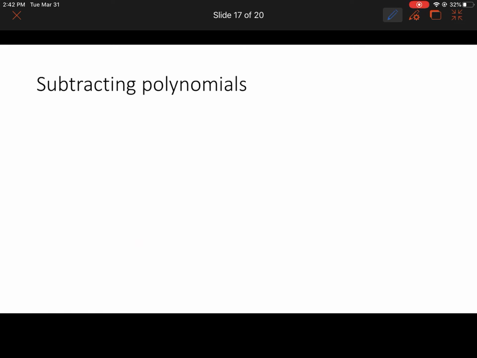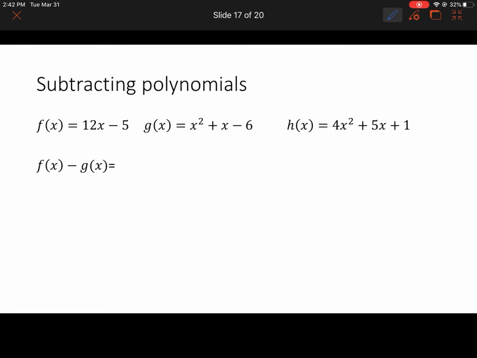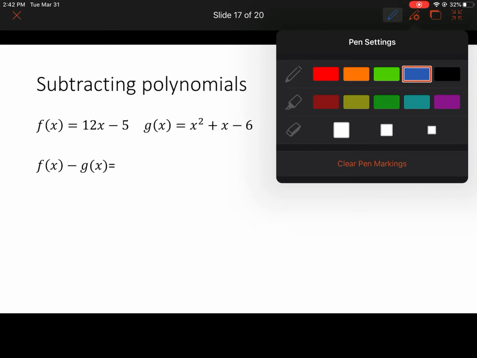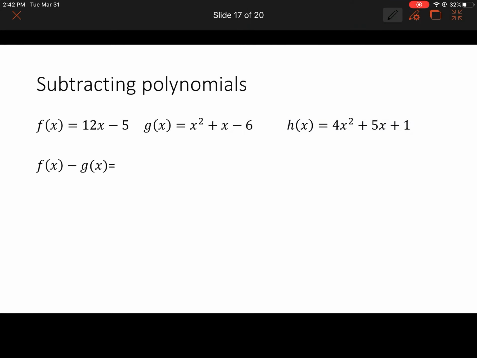Alright, next up is subtracting polynomials. So these are our equations now. This is going to be our first problem. Let me change back to black. F of x minus g of x. So we have 12x minus 5, that's that first equation. In this case, I am going to put the parentheses again. And we're going to do minus and then parentheses g of x. So that means x squared plus x minus 6.